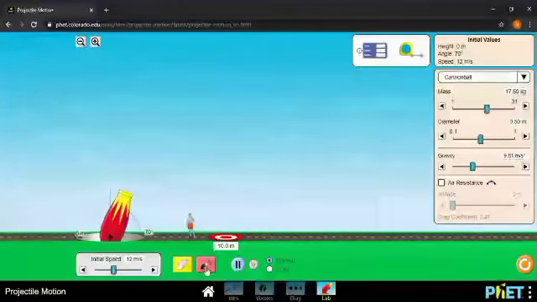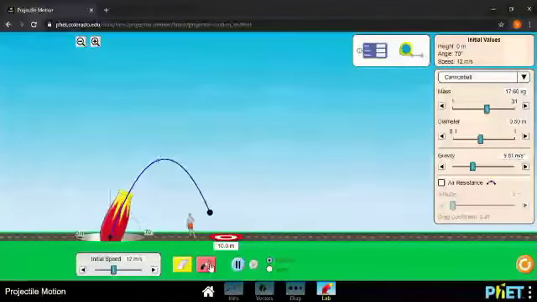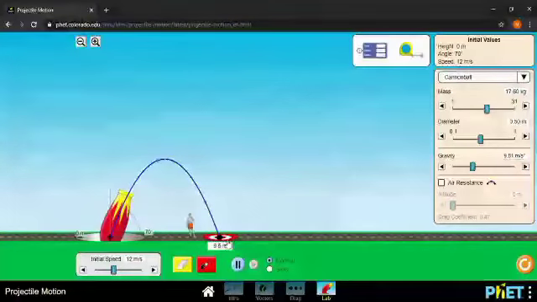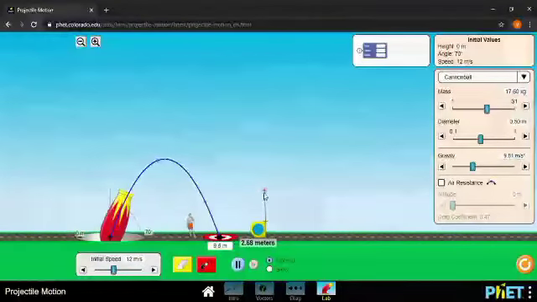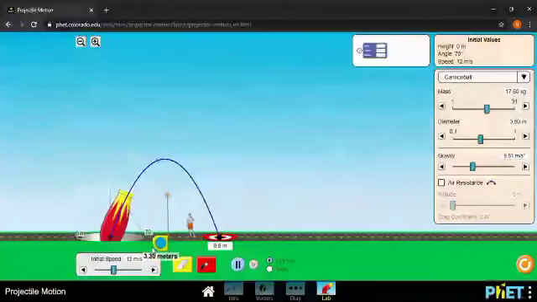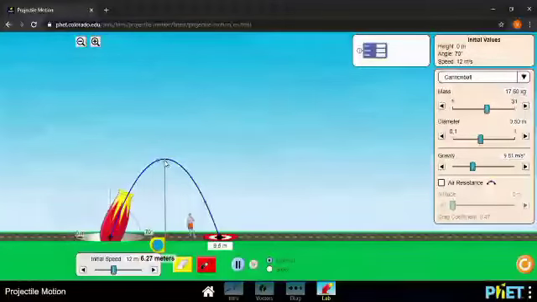You can launch the cannonball by clicking this button like this. So yeah, you can adjust this to get the range. You have to use this tool after you launch the cannonball. This tool is to know the highest point of the cannonball, and you have to make sure to get an accurate reading. Make sure you measure from this yellow line.